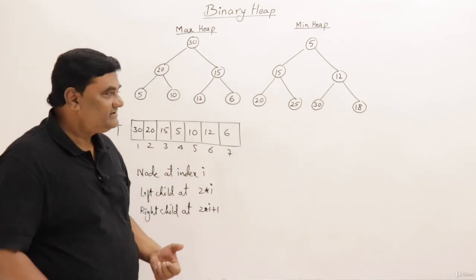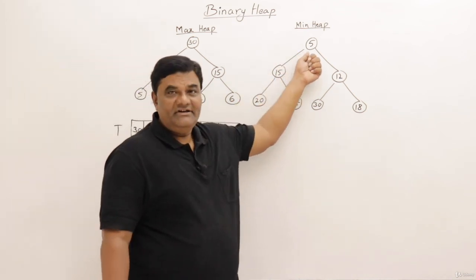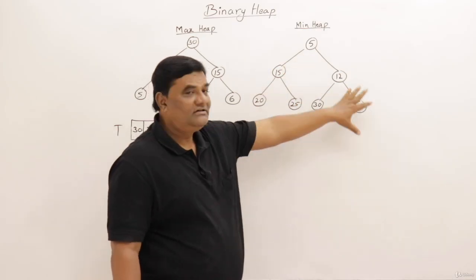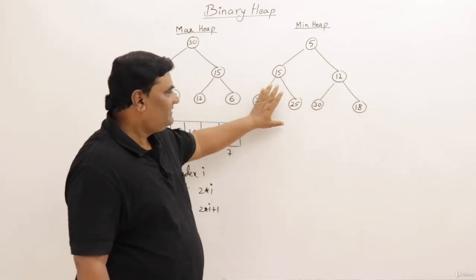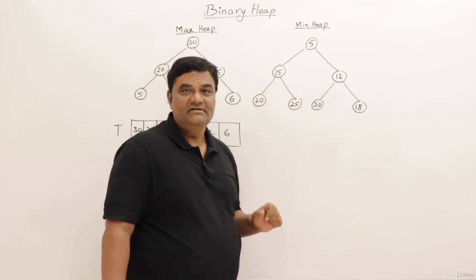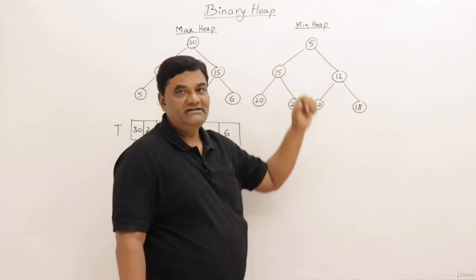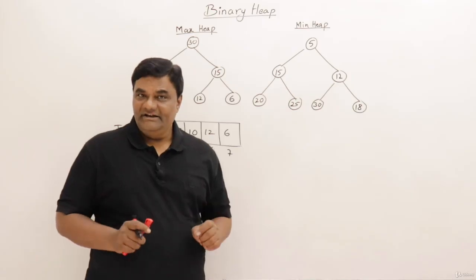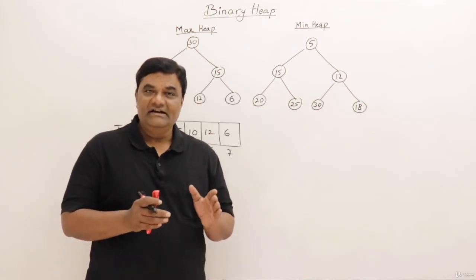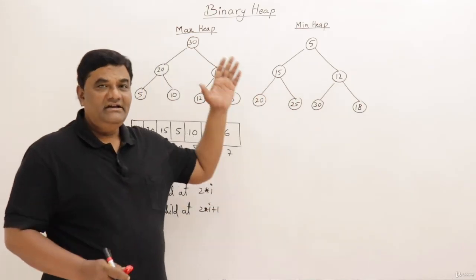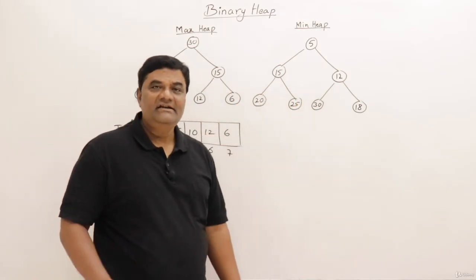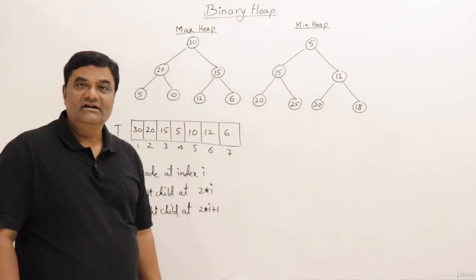Now another option is, every node is having elements smaller than or equal to all its descendants. So like 5 is smaller than all its descendants. 15 is smaller than its children, that is descendants. So this type of heap is called as min heap. So I repeat once again, heap is a complete binary tree satisfying any one of the conditions, either as max heap or as min heap. And heaps are represented mostly using array.